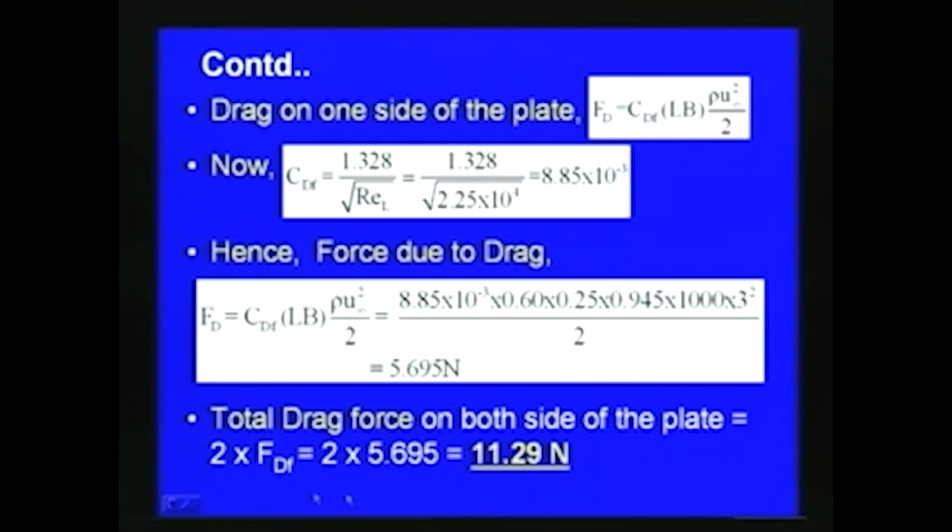The total drag force on both sides of the plate: this calculation is for one side, so for both sides it will be 2 times the drag force calculated. So, 2 into 5.695 gives 11.29 Newton. So, like this we can solve the drag force with respect to the laminar boundary layer formation in the case of a flat plate. And now, the next case is drag over a flat plate where the boundary layer is turbulent.